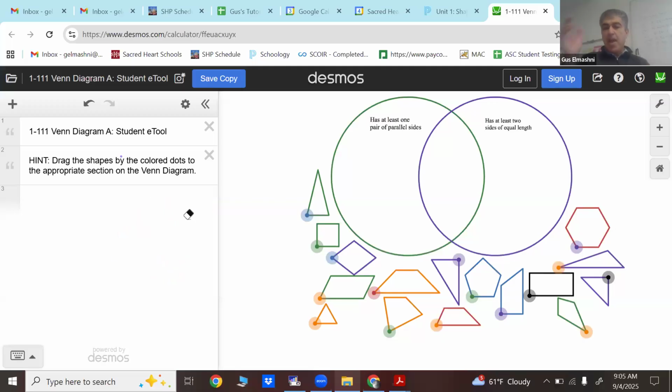So it's kind of the same thing here. Has at least one pair of parallel sides, has at least two sides of equal length. Let's look at this one right here. Does it have a pair of parallel sides? No. Does it have two sides of equal length? I'd say probably it does. So I'm going to drag that in here.